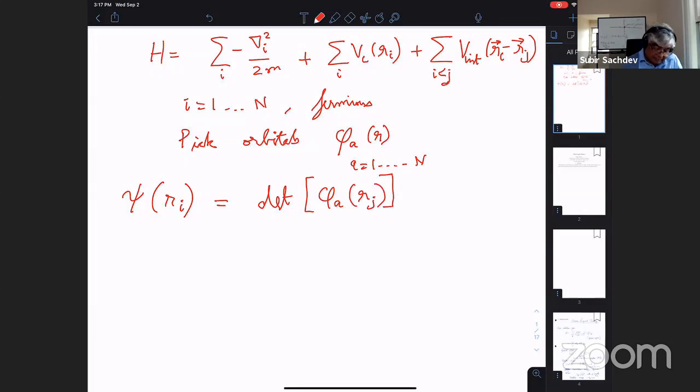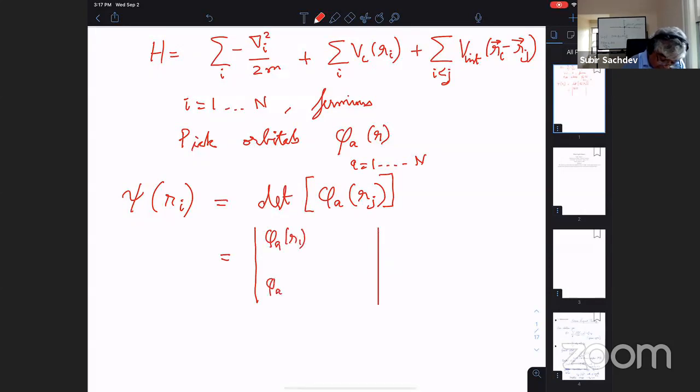So just an example to make it clear for N equals 2, this would be something like the following statement. You have two orbitals, let me call them phi_A and phi_B. So phi_A of r_1, phi_A of r_2 in one column, and then phi_B, some other orbital, of r_1 and phi_B of r_2. So say the orbital index runs over, in this case, the columns, and the particle index runs over the rows.